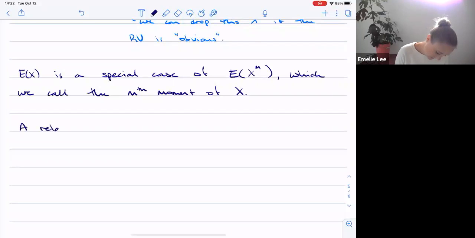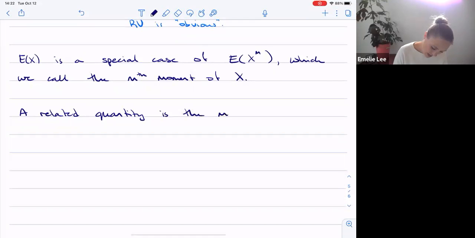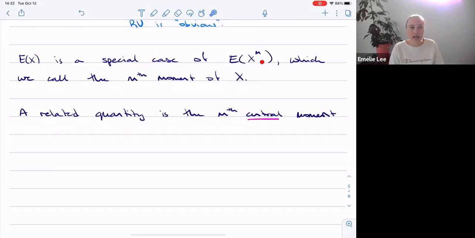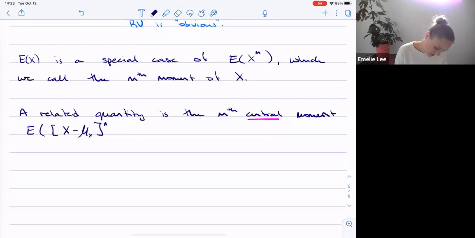So a related quantity is the mth central moment. E of X to the m is just the mth moment. And so now we're talking about the mth central moment. We define it as the expected value of X minus mu X to the power of m. The central portion comes from how far this X is from the mean of X. Notice that mu X is the expected value of X, right? And so it's taking the distance of X from the mean to the power of m for that mth central moment.